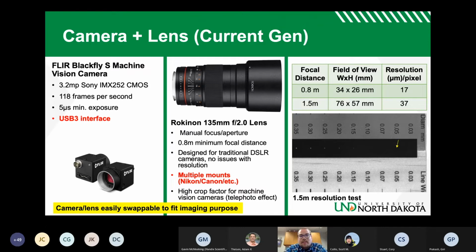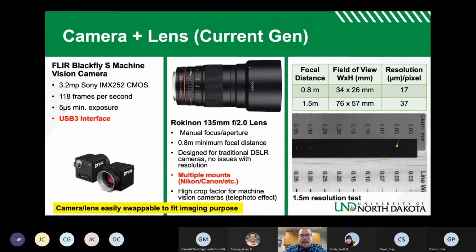You can get these lenses for any type of camera. In fact, if you're a photographer, you may have one of these lying around. You can throw this in front of the camera and start getting snowflake images. Another advantage of using this type of lens on this camera is it gives you a very high crop factor, or telephoto effect. In other words, you're going to see smaller particles, and snowflakes tend to be small.